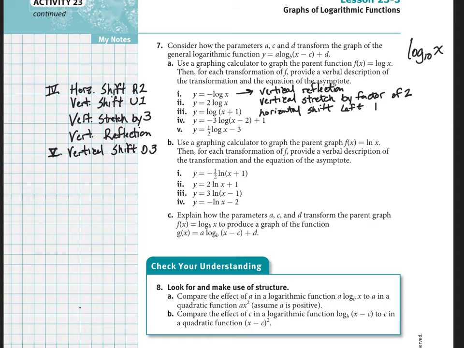And then the last one is in front of it. It is multiplication, so that makes it, in this case, a compression. Think of why it's a compression as opposed to a stretch. It's a compression by a factor of 1/2 because the number is between 0 and 1.